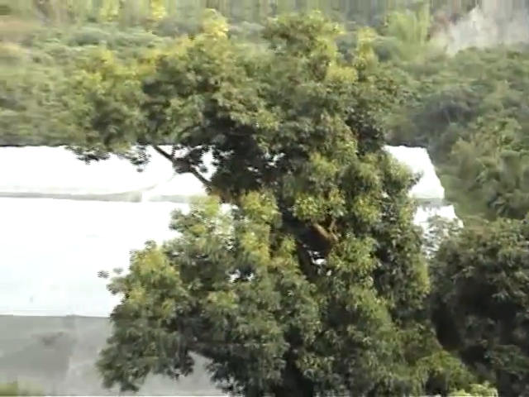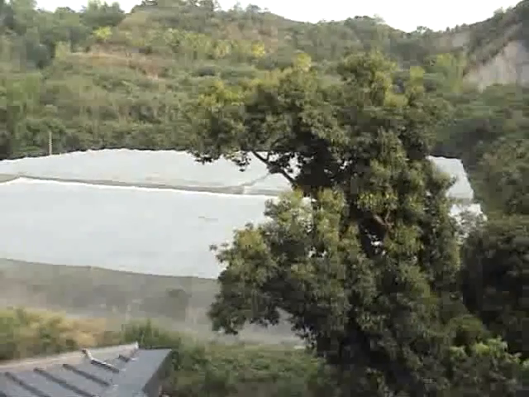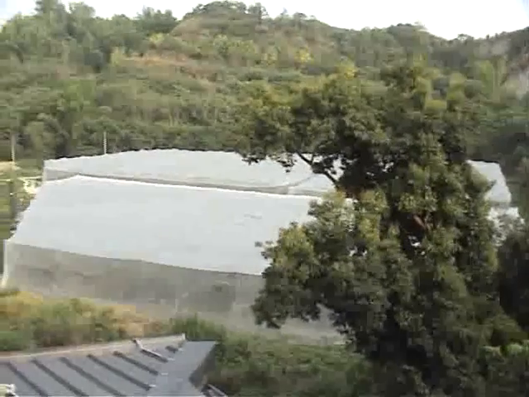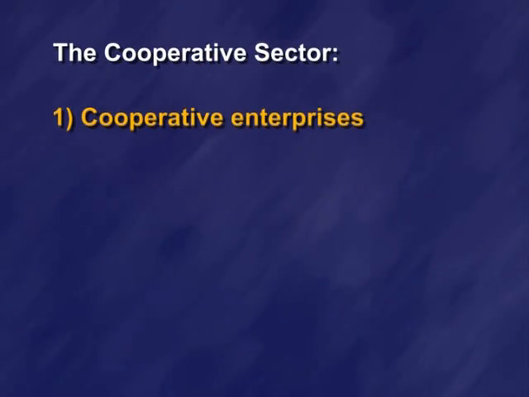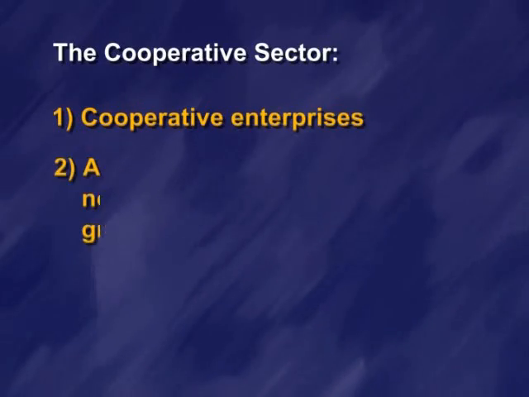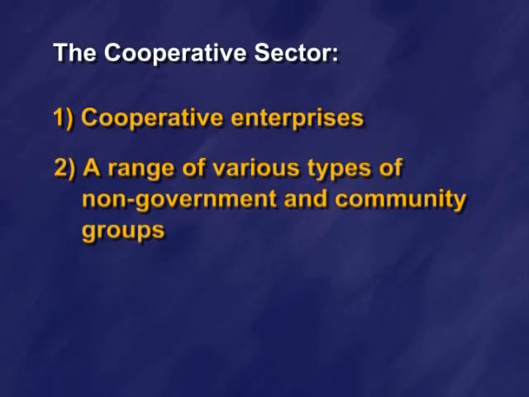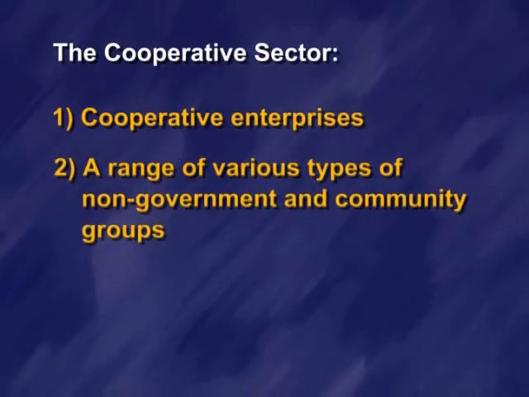Cooperative enterprises include producers, consumers, and services co-ops. Those under the heading of producers co-ops include farmers and farmers cum producers. The cooperative sector includes: 1. Cooperative enterprises, 2. A range of various types of non-government and community groups, and 3. The informal household economy.